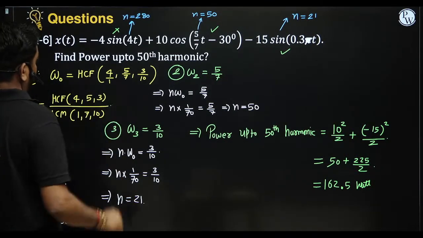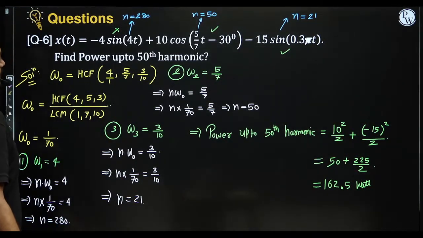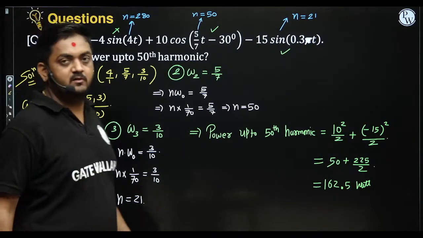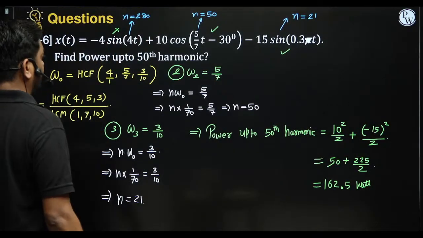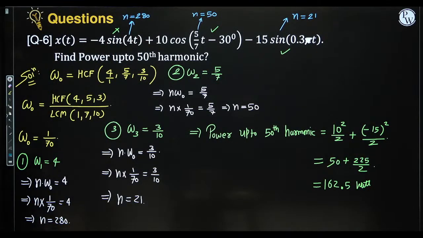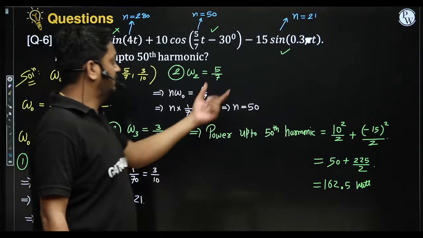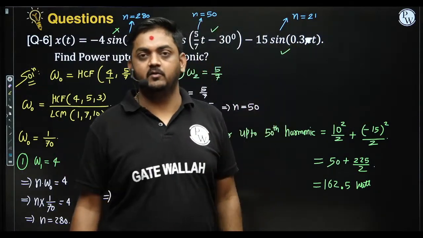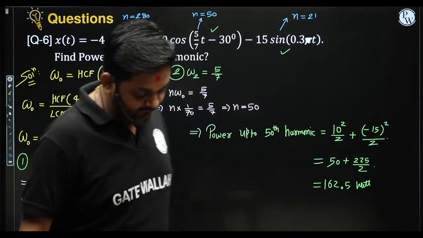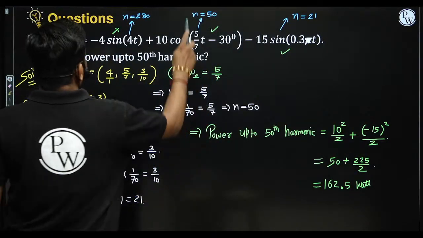Suppose they ask to find power up to the 10th harmonic. The answer would be 0. Suppose they are asking to find power up to the 30th harmonic, then only this term will come into picture, that is 225 divided by 2. The answer would be 112.5 for power up to the 30th harmonic. Okay, clear? Very good.